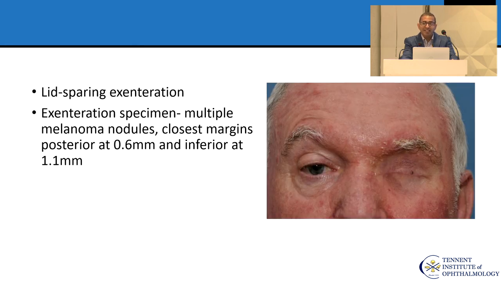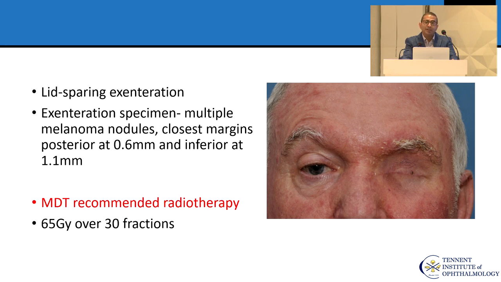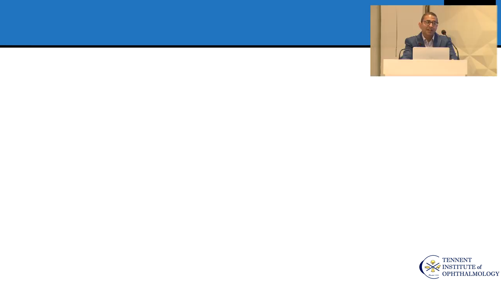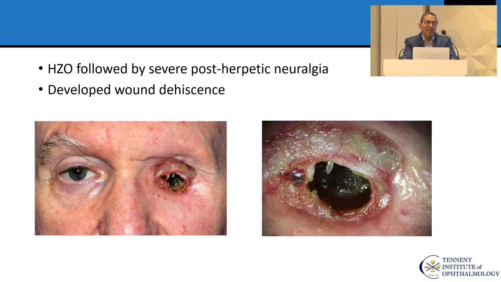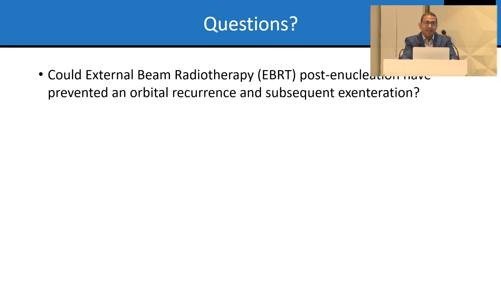He underwent a lid-sparing exenteration, the margins were closed, and this time the MDT did recommend radiotherapy, and he had 65 grays. He was lost to follow-up for a little while, came back with an episode of herpes zoster ophthalmicus, and then developed a wound dehiscence. So when we reviewed the case, we had multiple questions to answer.